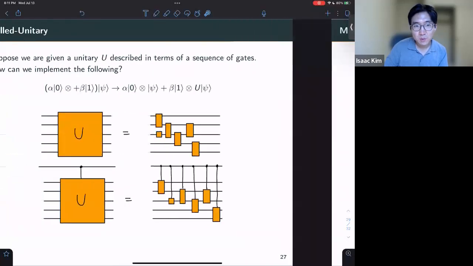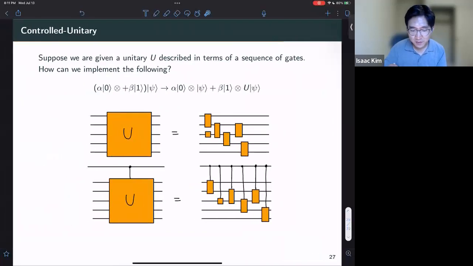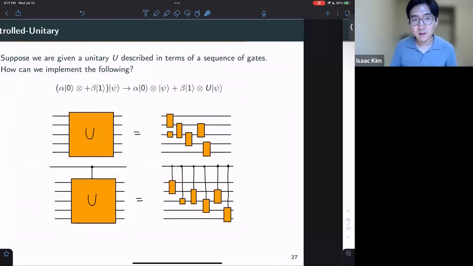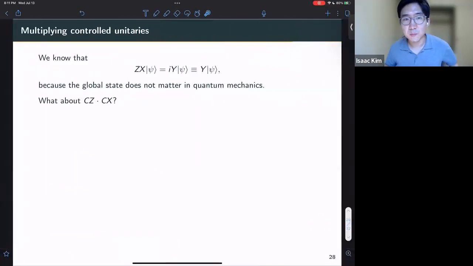It's more of a side comment, but I should note that if you know a description of U, you can always do this. But if you don't know how U is described in terms of 1 and 2 qubit gates, this might be very difficult. And there are some reasons to believe that this is probably impossible. That's more of a side comment.